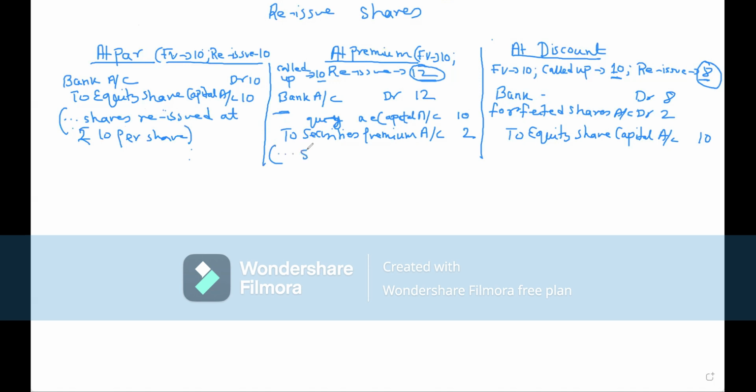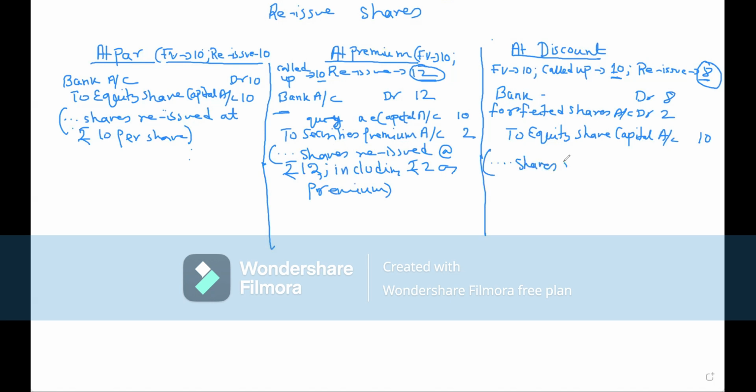In this case, shares reissued at rupees 12, including rupees 2 as premium. And in this case, what will happen? Shares reissued at rupees 8, at a discount of rupees 2 per share.